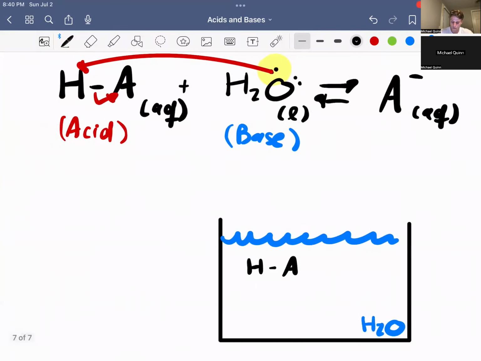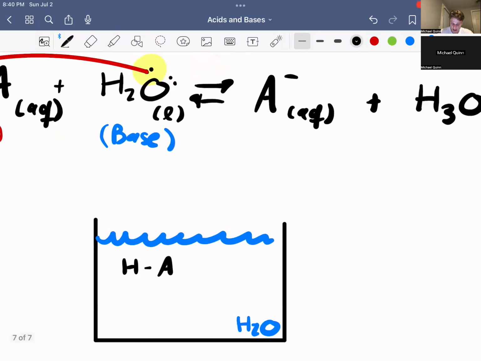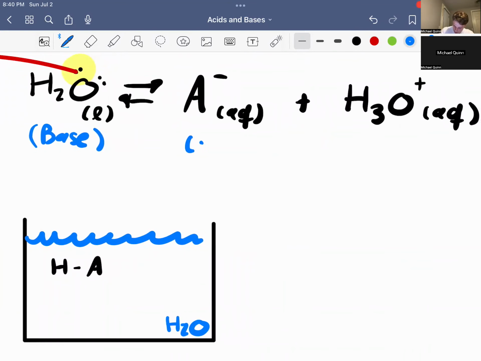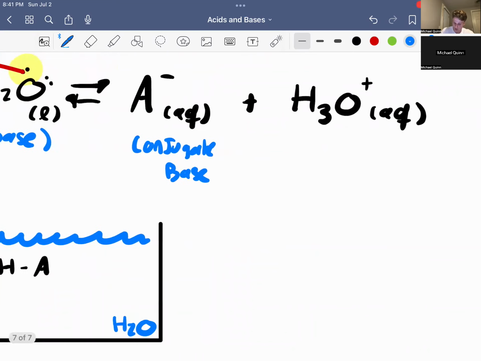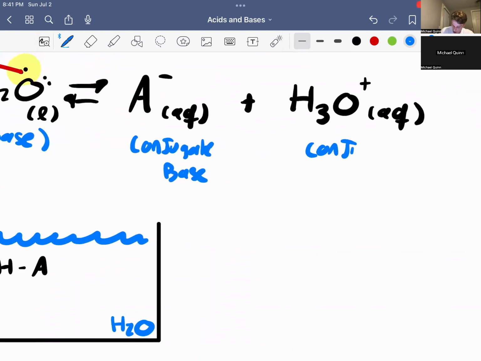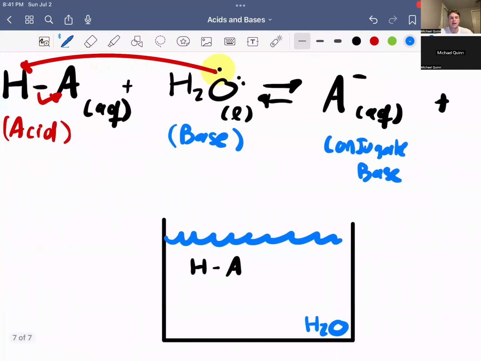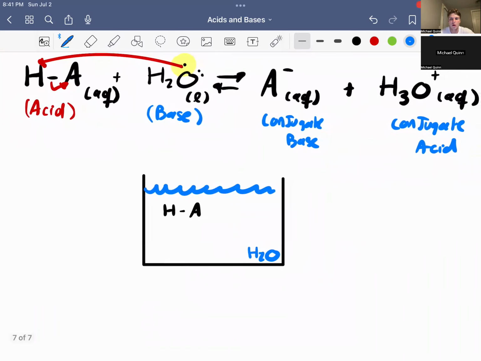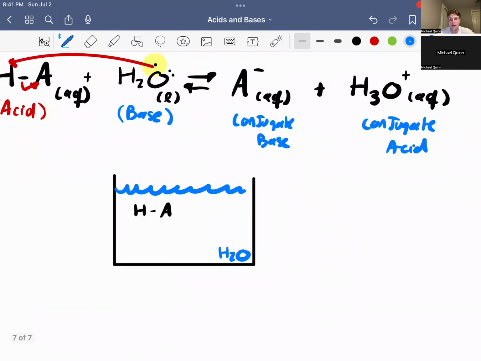aqueous. So from our reaction, we can see that an acid reacted with a base, and now A minus is our conjugate base, and H3O plus is our conjugate acid. Remember, the conjugate base is what is left over from that acid giving away its hydrogen, and the conjugate acid is now the base with a hydrogen added.